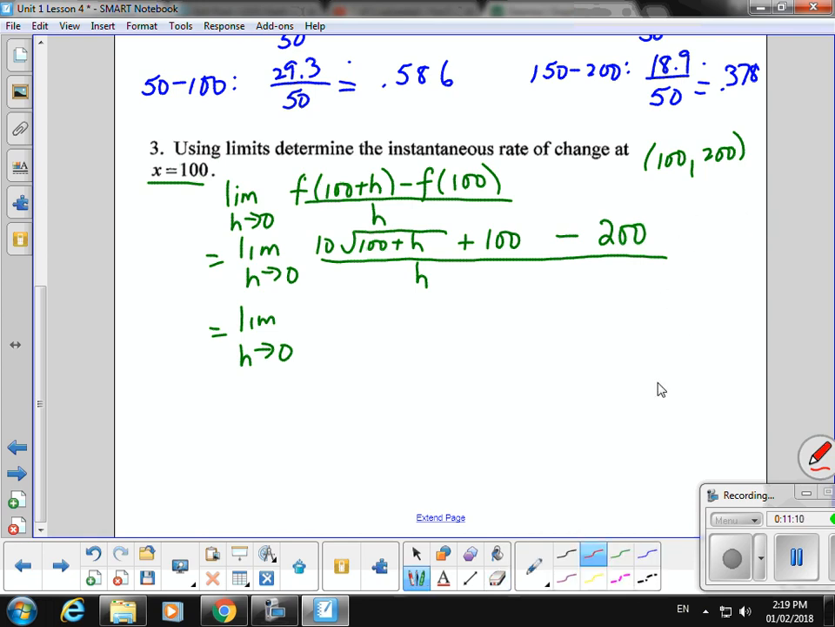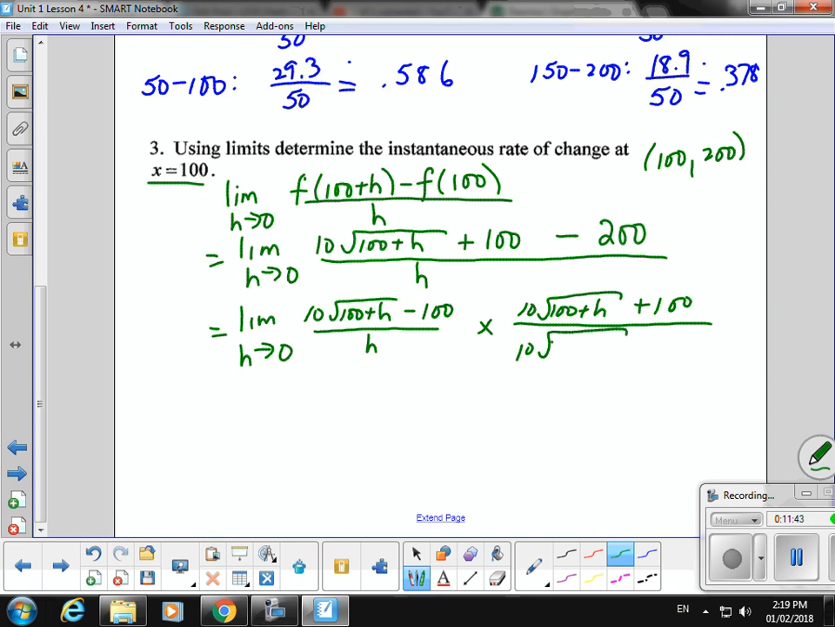Okay, that's my goal. I'm going to rationalize this thing, so I've got to write a lot smaller than I am right now. The top I can just tidy a little bit. I've got 10 root 100 plus h, and I'm going to put that 100 and the negative 200 together. And if I want to rationalize that thing, I'm going to multiply by 10 root 100 plus h plus 100 over 10 root 100 plus h plus 100. So I'm multiplying by 1.